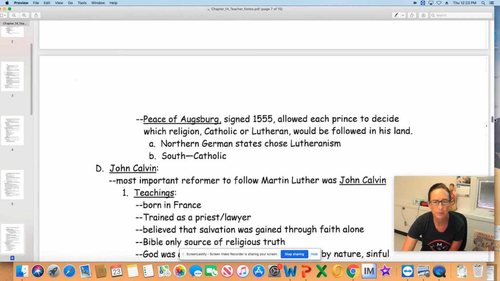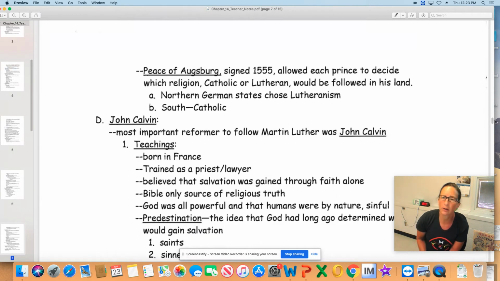The Peace of Augsburg, signed in 1555, allowed each prince to decide which religion, Catholic or Lutheran, would be followed in his land. So that's when you start seeing leaders, because you have a theocracy, you don't have separation of church and state. Northern German states tended to be Lutheran, and southern German states tended to be Catholic. If the leader was Catholic, everybody's Catholic. If the leader's Lutheran, everybody's Lutheran.